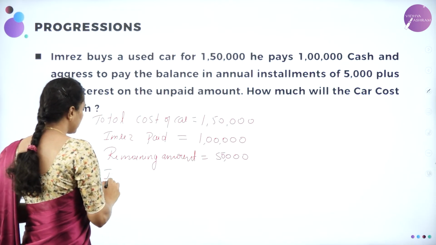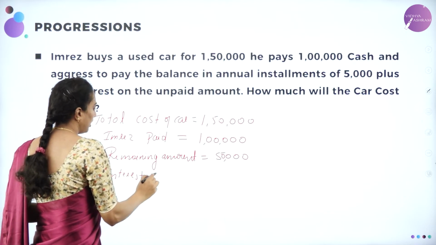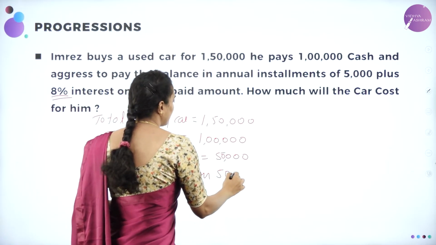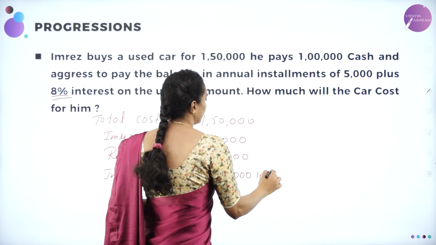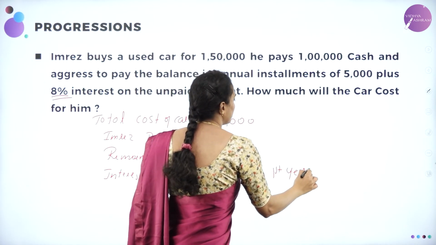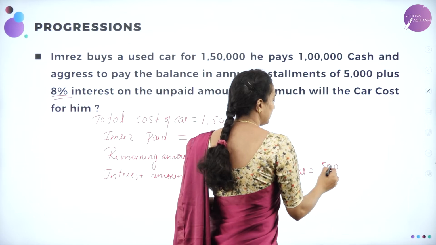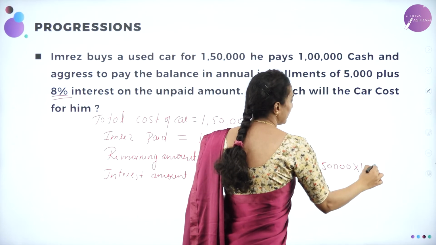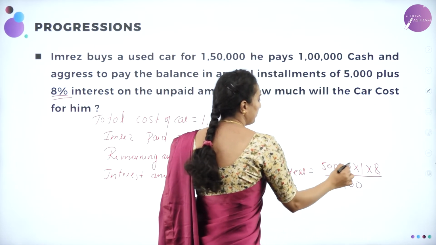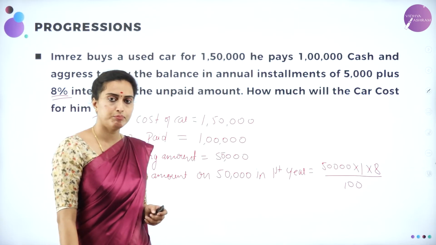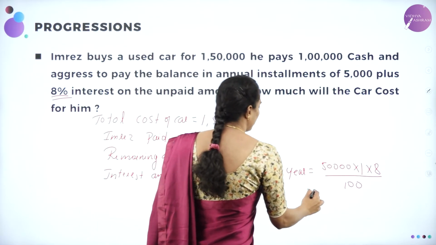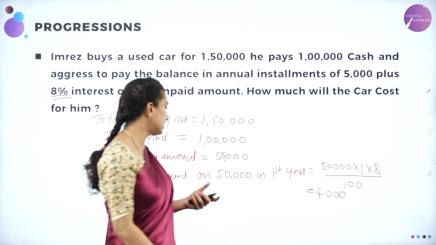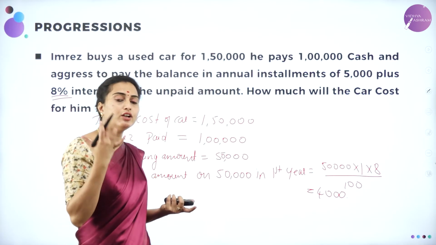So therefore, the interest amount on 50,000 in the first year is equal to PTR divided by 100, that is 50,000 into T, which is 1 year, into R, which is 8%, divided by 100. That is the simple interest he is going to pay, which gives you the value 4,000.